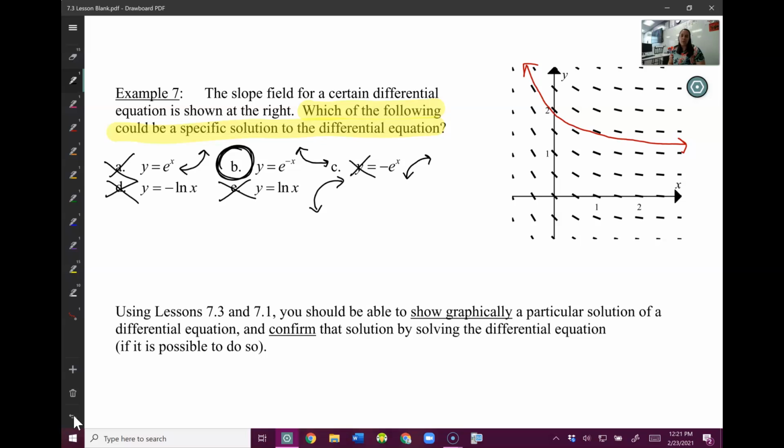So that's how you do those ones. They're each kind of narrowing it down until you find the right answer. So that is it for 7.3. You should now be able to get started on your homework.